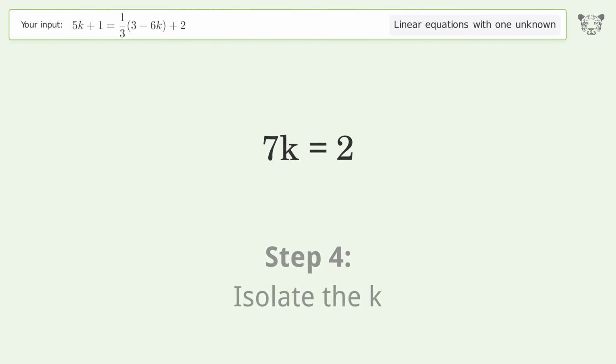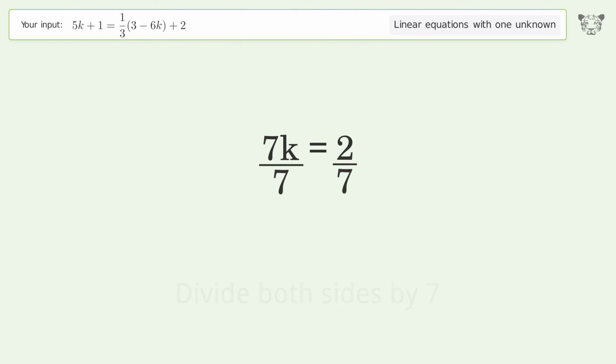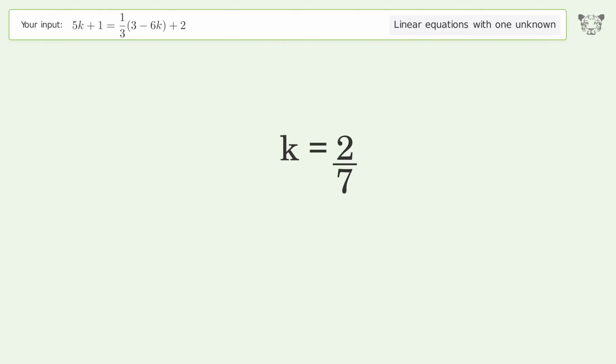Isolate the k. Divide both sides by 7. Simplify the fraction. And so the final result is k equals 2/7.